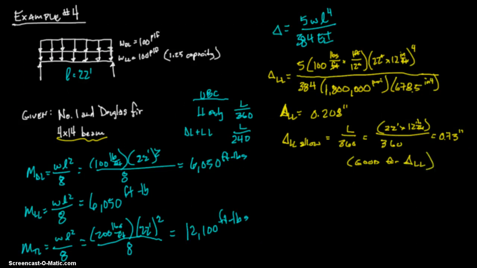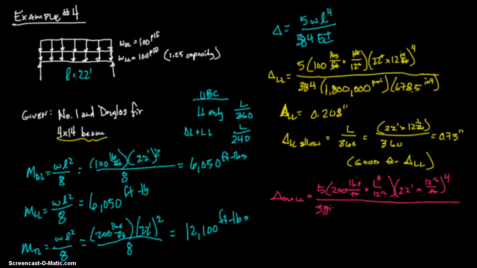Alright, now I'll change colors again, and we're going to find the deflection for dead load plus live load. We're going to do the equation, which is going to be 5 times 200 pounds per foot times 1 foot. This is just changing the units to match what we want to use. Then 22 foot times 12 inches per foot to the 4th, and this is all over 384, 1,800,000 PSI, and then 678.5. Oh gosh, that was very ugly.